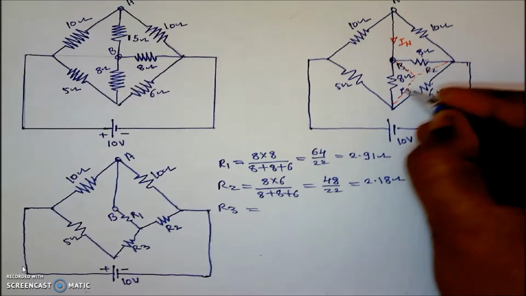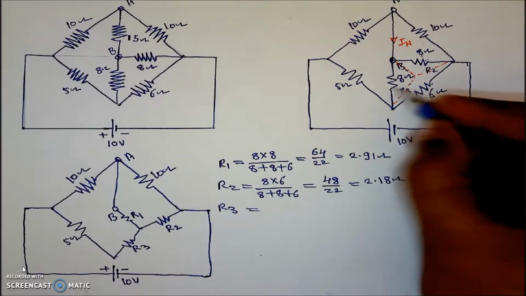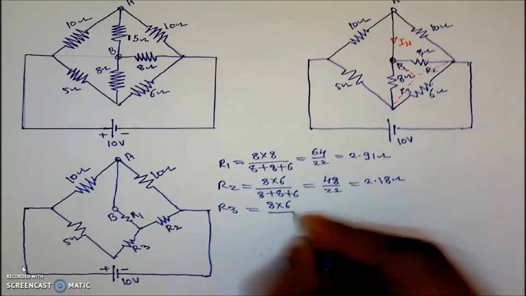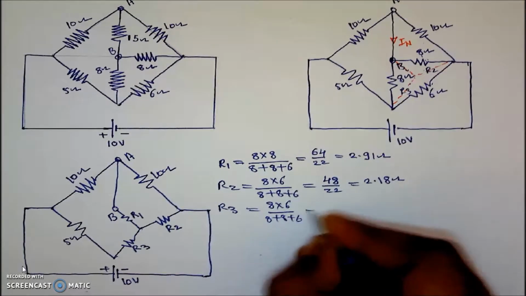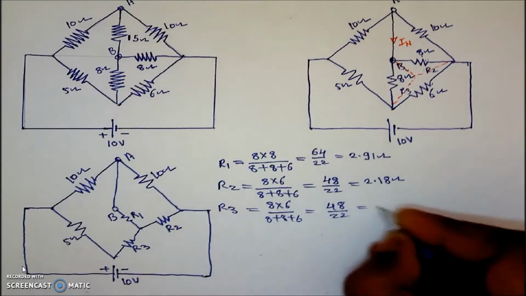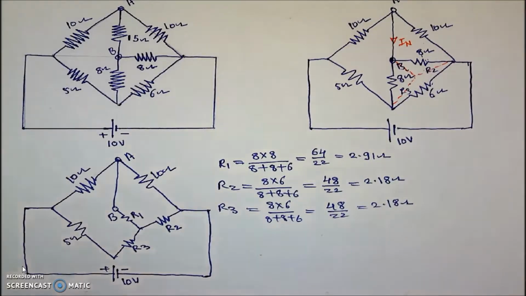Here it is connected between 8 and 6 again. This value is again 8 into 6 divided by 8 plus 6, which is again 48 divided by 22, which is 2.18 ohms. Now we have calculated these values.